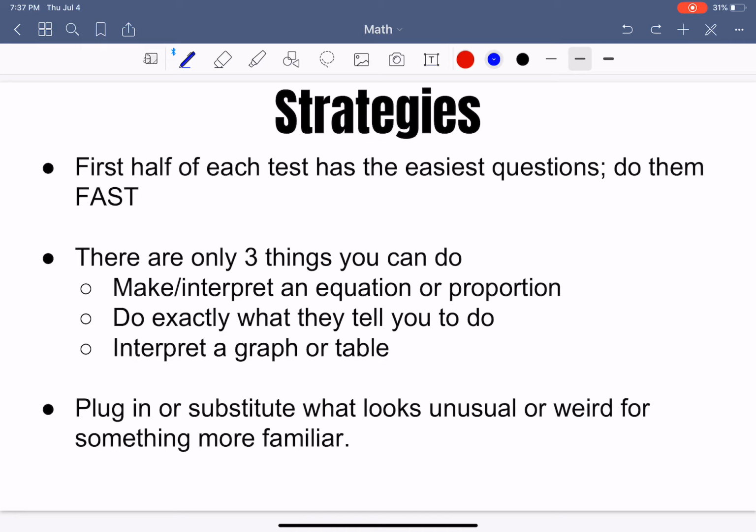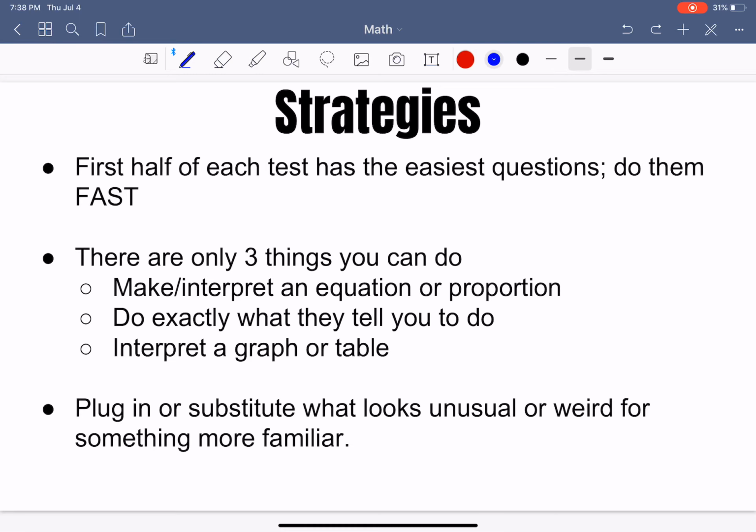So when you feel stuck, when you feel like I don't know what to do, you just take a deep breath, close your eyes, and think: there's only 3 things I can do. So what do I have to do here? Do I have to make or interpret an equation or a proportion? Do I have to do exactly what they tell me? Or do I have to interpret a graph or table? Sometimes you can do more than one. You can do maybe 2, or sometimes it's all 3 that you have to do. But there's nothing else that you can do. So if you're stuck, breathe and think about these 3 things. Which one can you do?